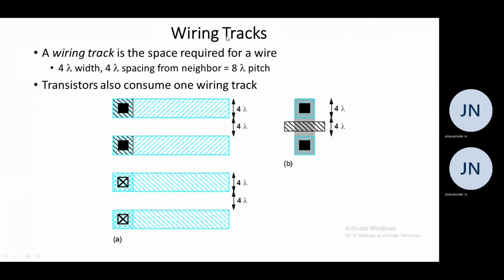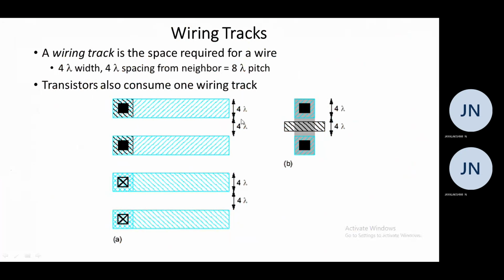So next we are going to discuss the wiring track. Wiring track is nothing but how much space is required for a wire. For example, if it is 4 lambda width, then the spacing will also be 4 lambda from the neighbor, totally 8 lambda pitch. Here the transistor also consumes one wiring track.